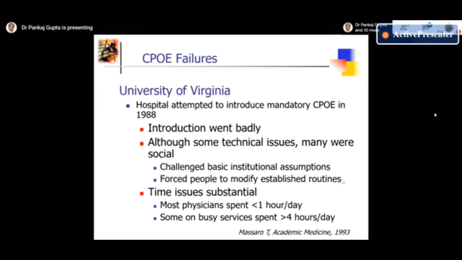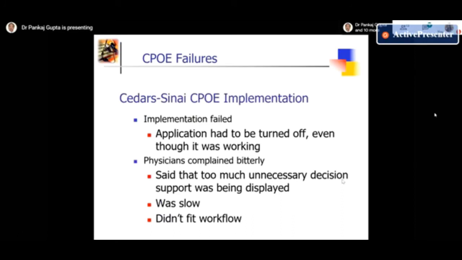Another is Cedar Sinai Hospital. Cedar Sinai actually went through another sort of problem. They said it was slow, and the workflows are taking more time. So if I was taking 10 minutes per patient, now I'm taking 20 minutes per patient. That happens because when you change the workflow, when you change the process, it takes a while for the physicians to get used to it, and the productivity comes back, but initially the productivity gets hit.